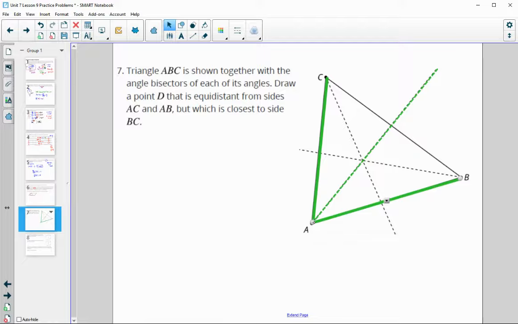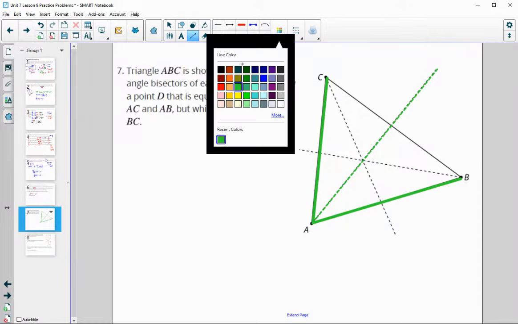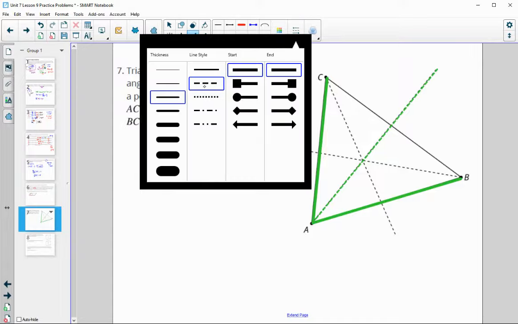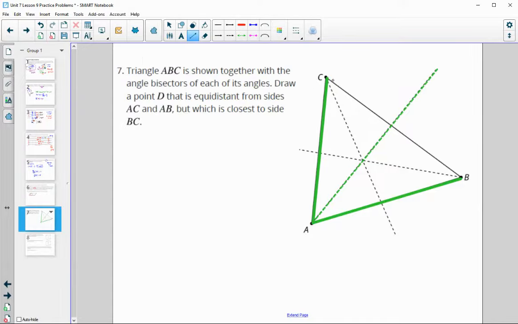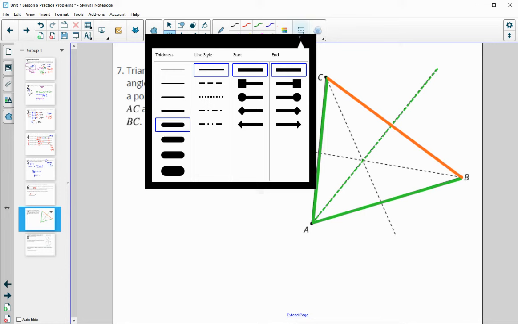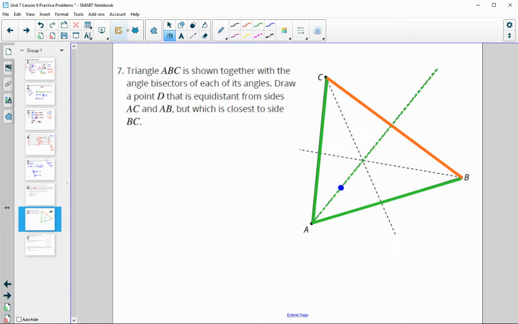And then we want the point that we draw to be closer to side BC. So let's put this point. We know the point needs to be on this angle bisector, but I want it to be closer to the orange side. So right now it's the same distance from the green sides. So when it gets past the in-center here, then it's going to be closer to the orange.